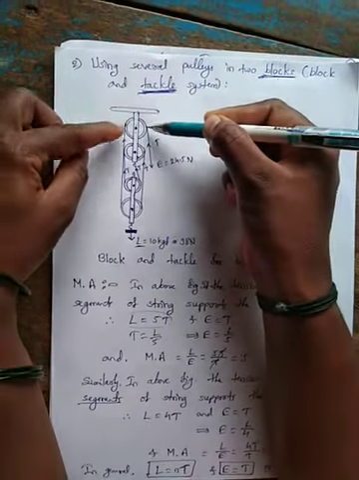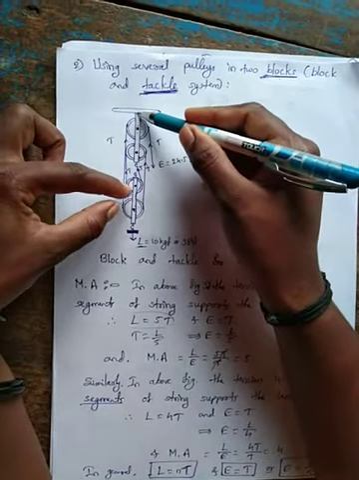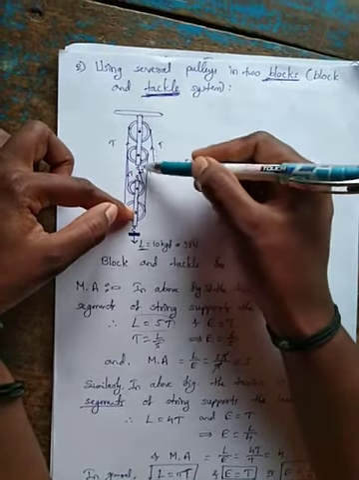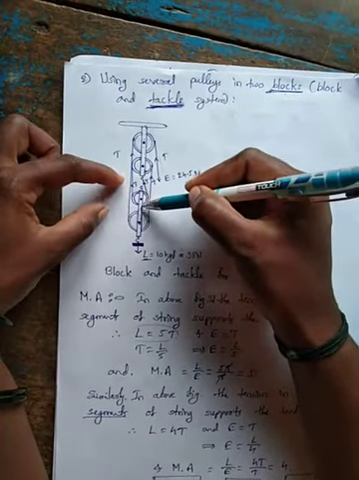See how this arrangement is. These two are attached to the rigid support and these two are attached to this block. This we should take as a block. See, the string moves in this way.